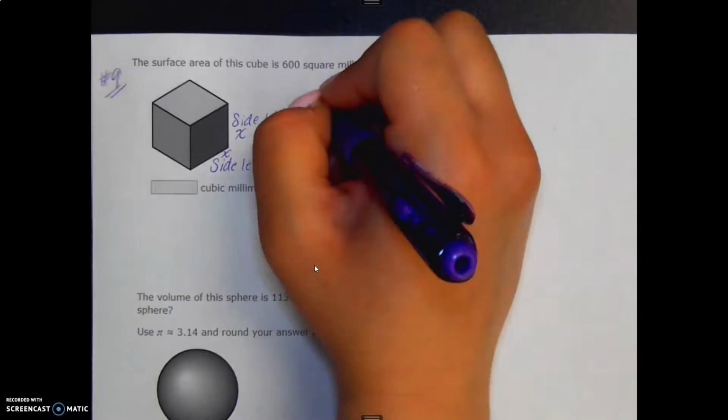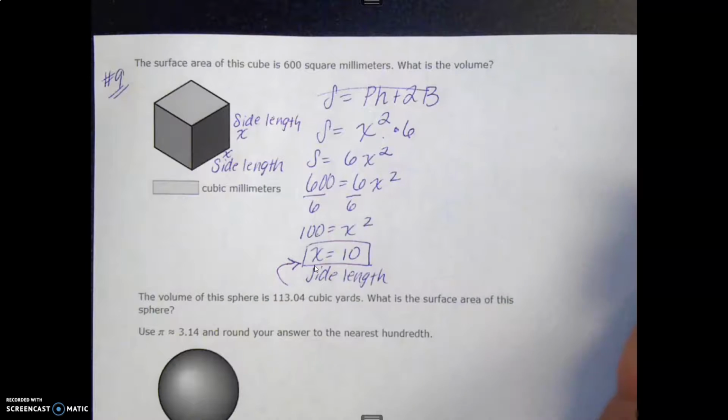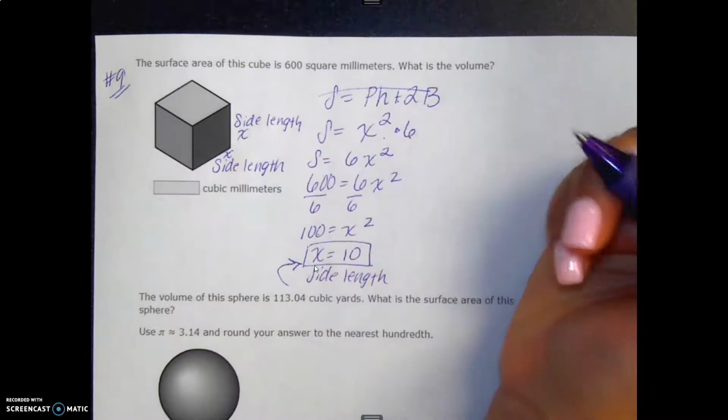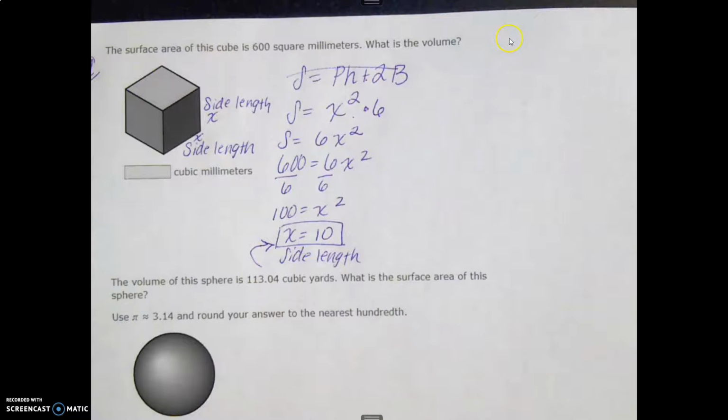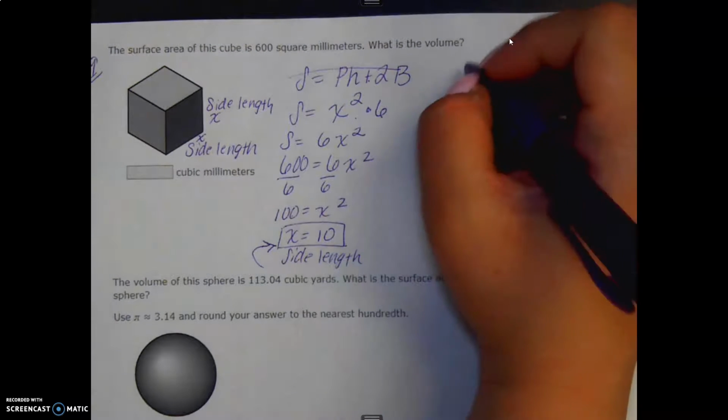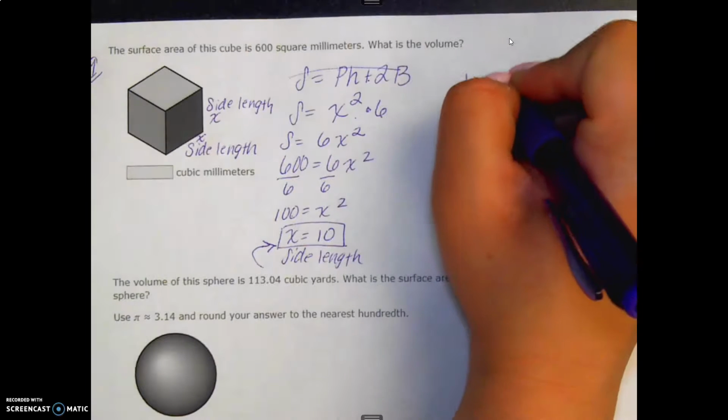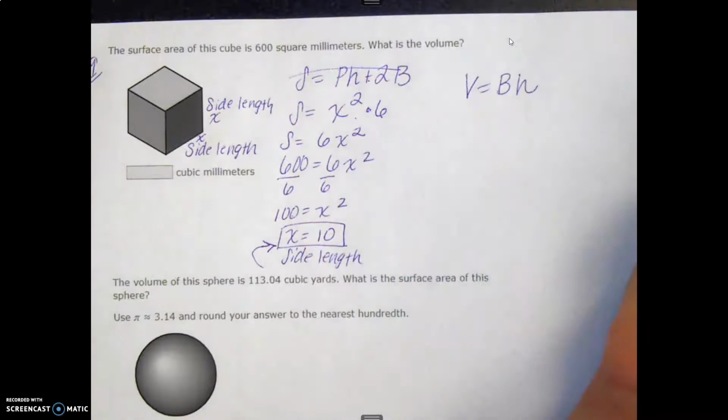All right, so we scrapped that because I found an easier way. You can still use this. It would just be a bigger, uglier equation. All right, so each of my side lengths are 10. Let's use our volume formula. Volume of a prism is big B times H.